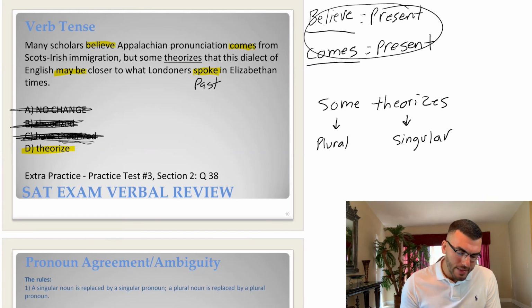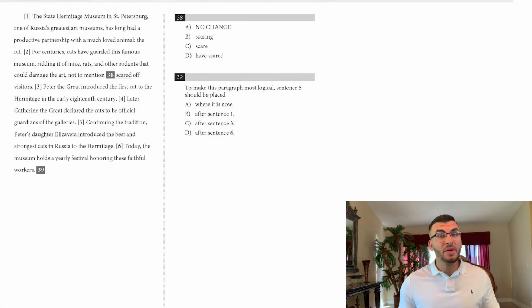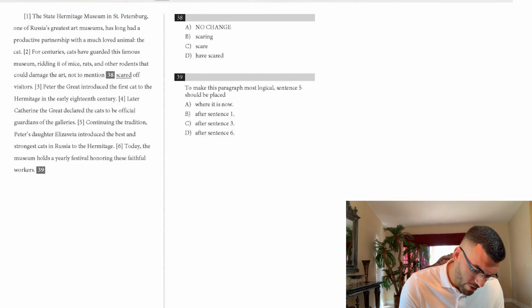So let's look at practice test 3, section 2, question number 38 for our last example of verb tense. Okay, guys, what's the first thing that we do? We put brackets around. Always put brackets around the sentence in question. So we got a bracket there, it's where it starts, that's where it finishes, and then I'm gonna highlight it.